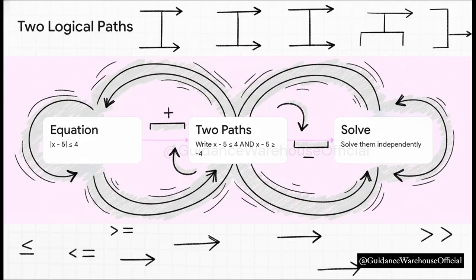two separate logical paths. Say the absolute value of x minus 5 is less than or equal to 4. We write two paths. Path 1, x minus 5 is less than or equal to positive 4. Path 2, x minus 5 is greater than or equal to negative 4. Now notice that when we set the 4 to a negative for that second path, we had to flip the inequality sign. Then you just solve them both independently.